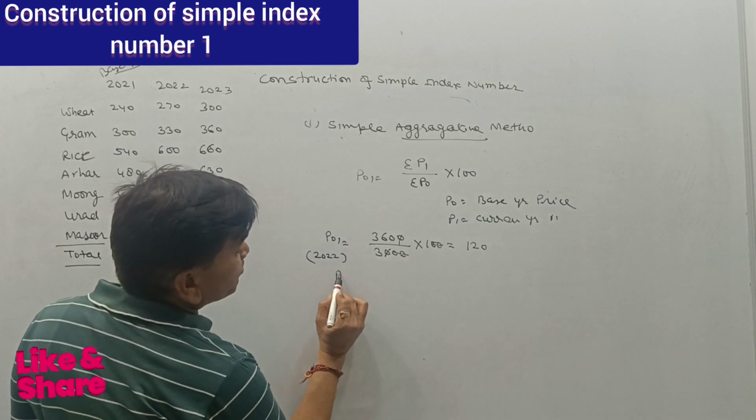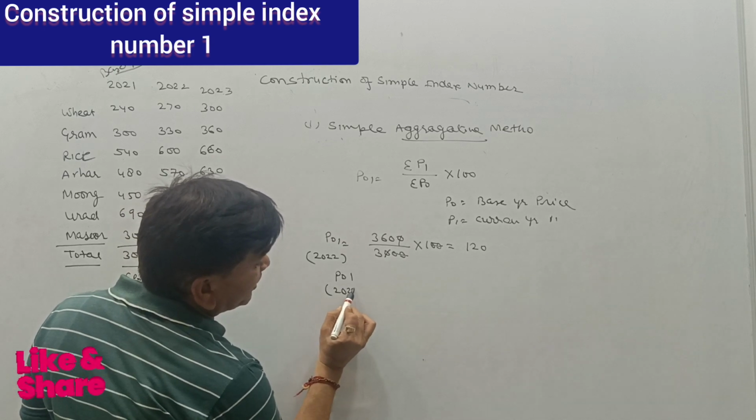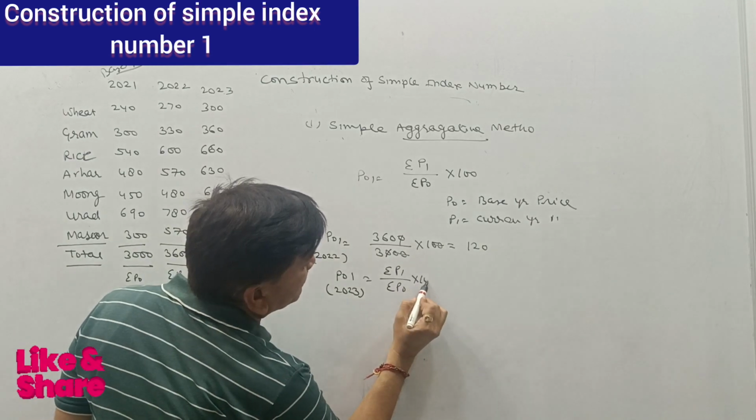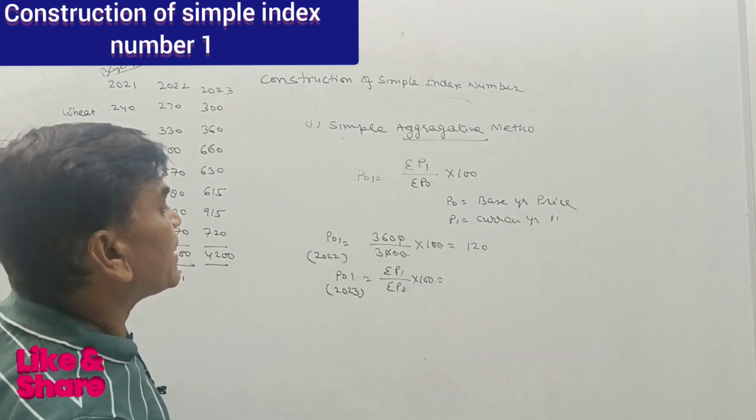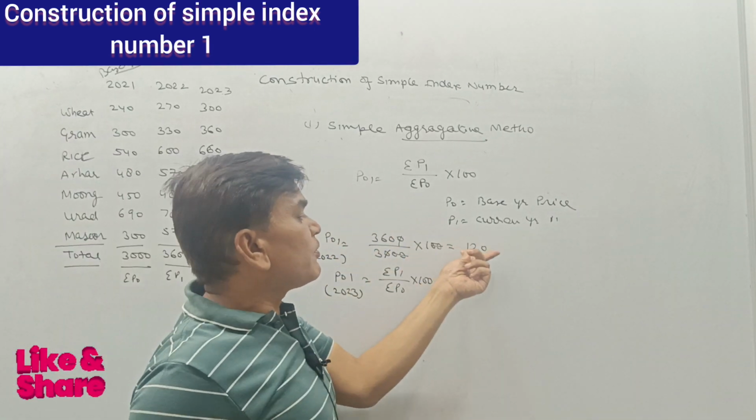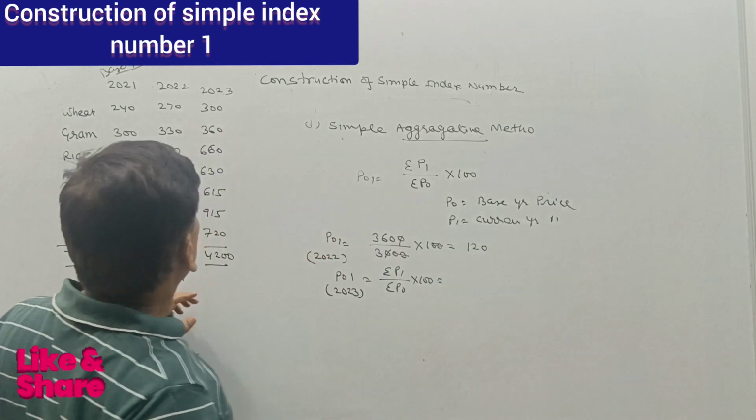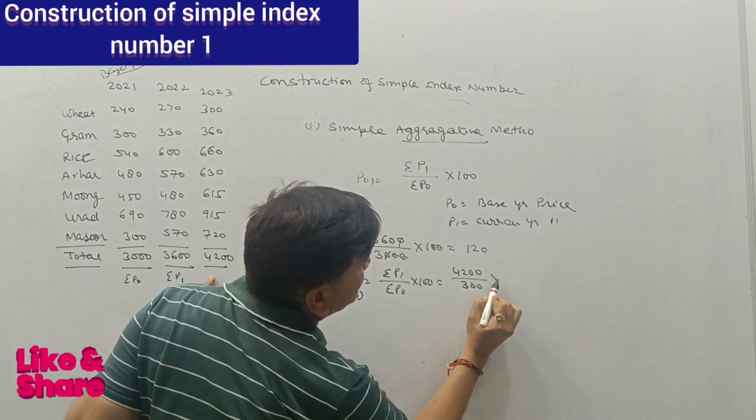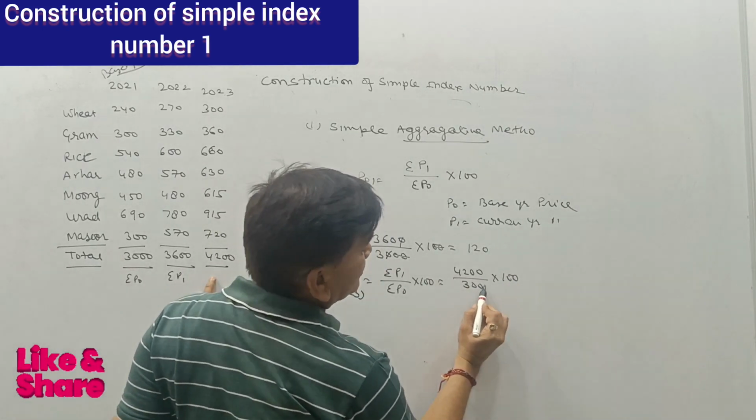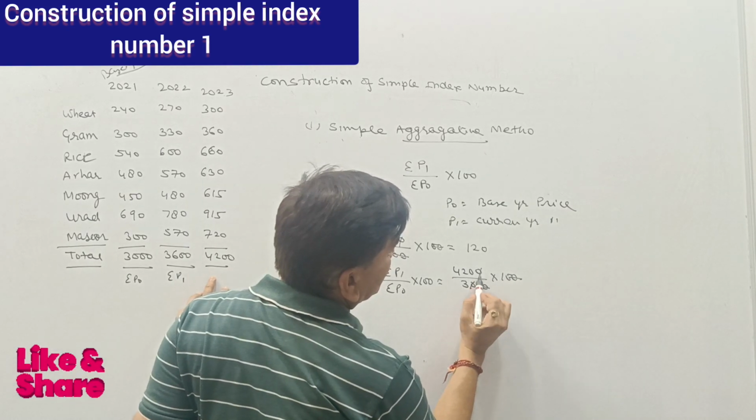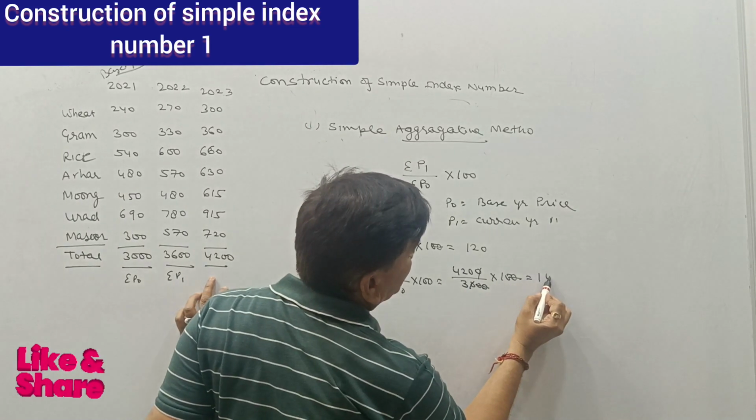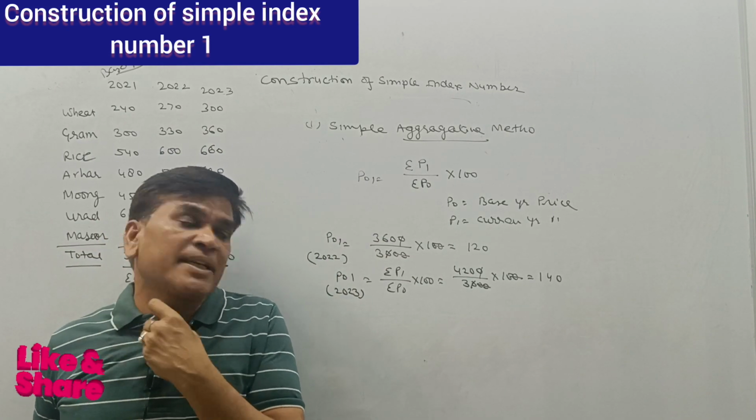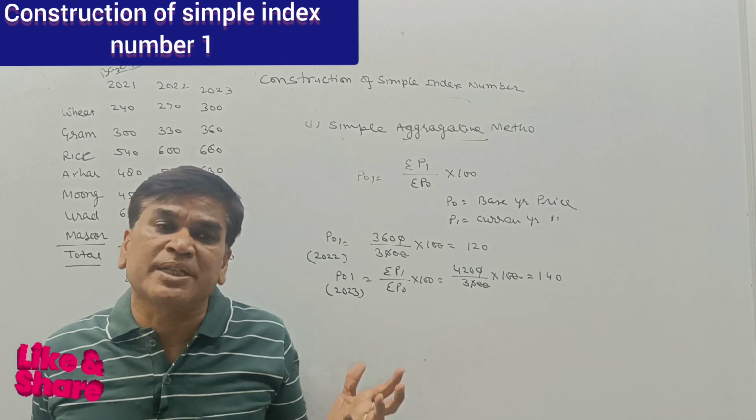Similarly for P01 for 2023, we will have sigma P1 divided by sigma P0 multiplied by 100. So the simple aggregative index number goes from 100 to 120. Now in 2023, 4200 divided by 3000 multiplied by 100 is 140. So the price again increases 20% from 2022 to 2023.